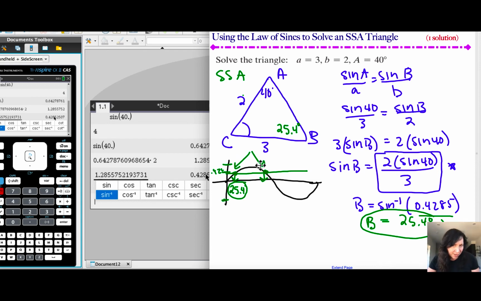Now, because it's ambiguous, I don't know if I'm talking about this angle or this angle right here. So in order to find this angle also, which works, I'm going to take 180, because remember, this is 360, this is 180, and if this is 25 degrees, so is this. So I'm going to take 180 and subtract 25.4, and I get 154.6. So this angle is 154.6.